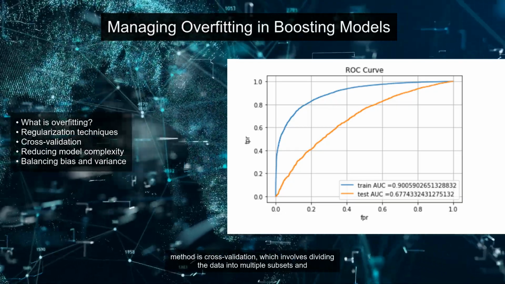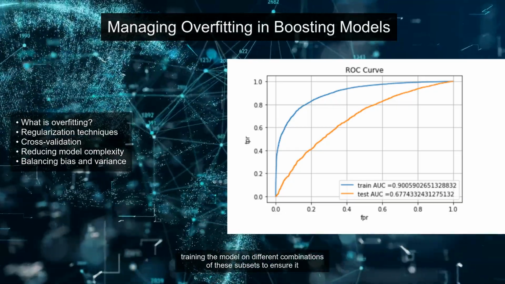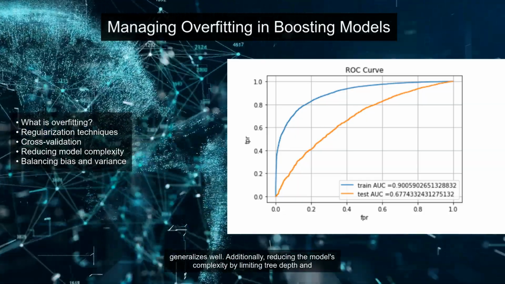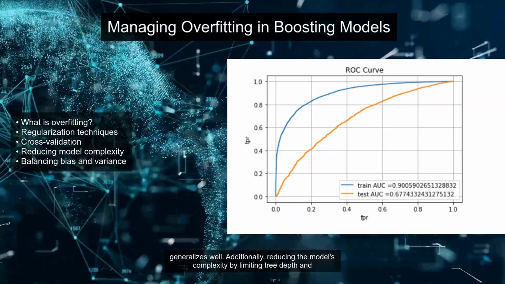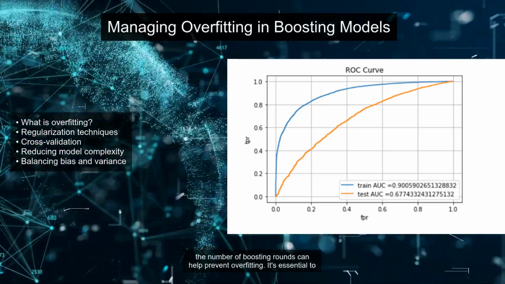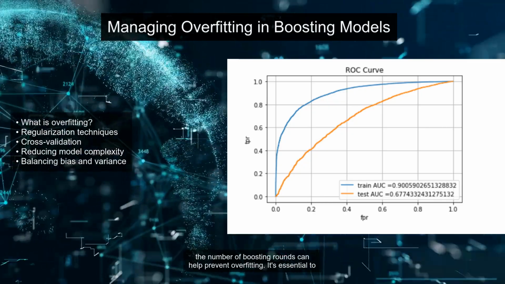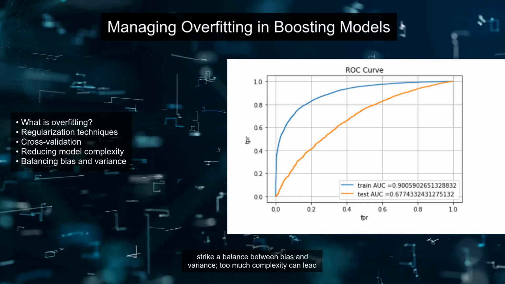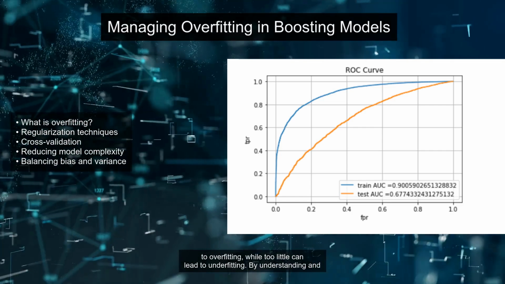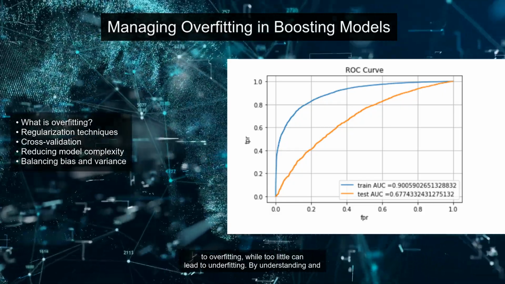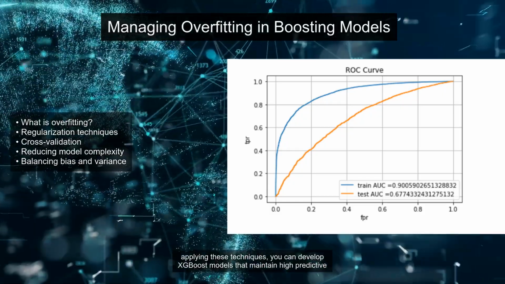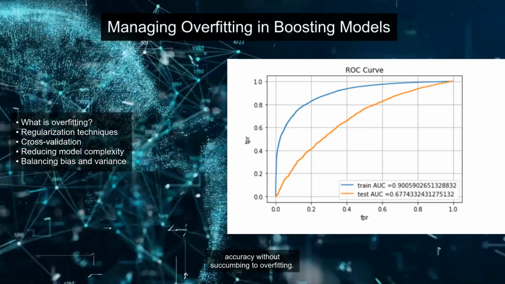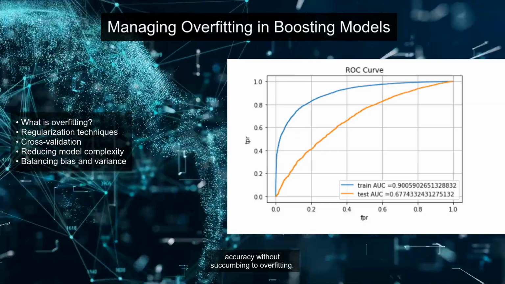Another method is cross-validation, which involves dividing the data into multiple subsets and training the model on different combinations of these subsets to ensure it generalizes well. Additionally, reducing the model's complexity by limiting tree depth and the number of boosting rounds can help prevent overfitting. It's essential to strike a balance between bias and variance. Too much complexity can lead to overfitting, while too little can lead to underfitting. By understanding and applying these techniques, you can develop XGBoost models that maintain high predictive accuracy without succumbing to overfitting.